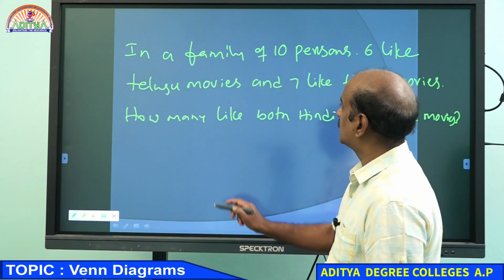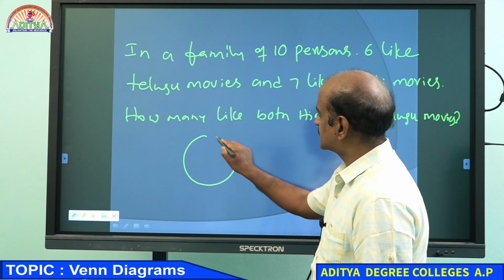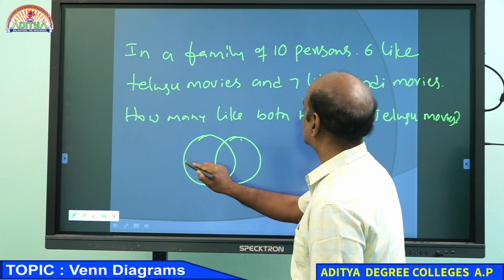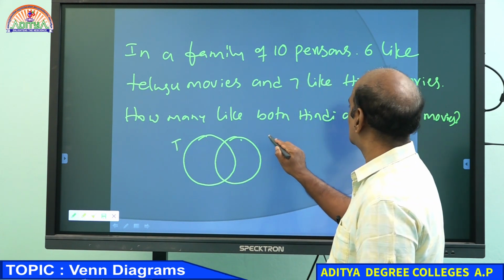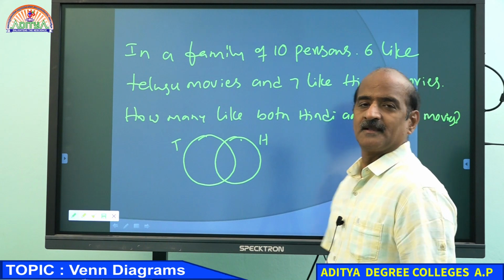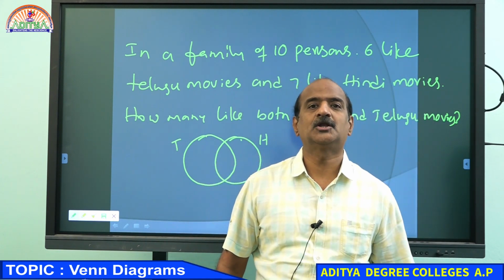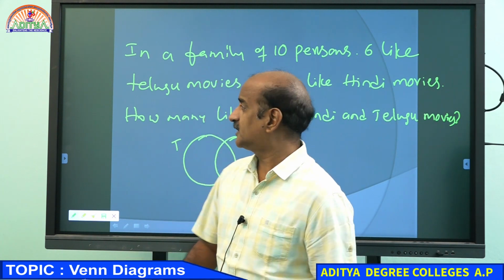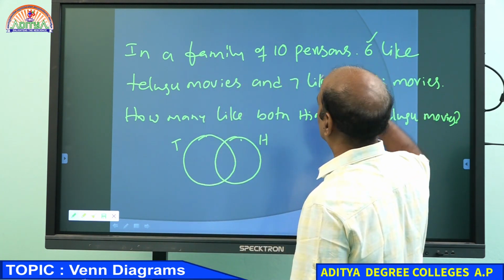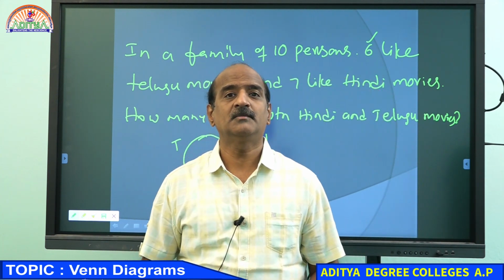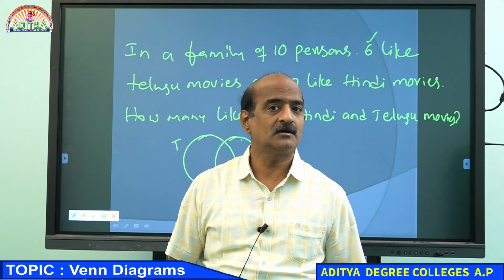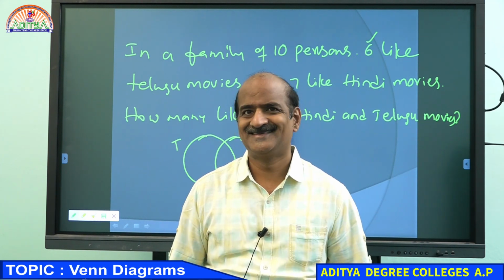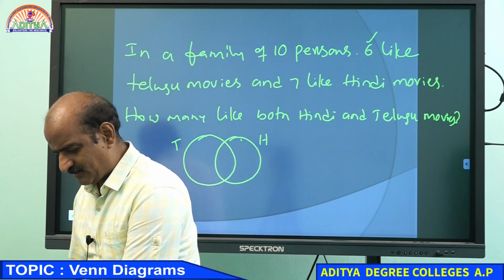Actually, students, if we look at the question, we are discussing the people who like Telugu as well as Hindi movies. So this is the set of persons who like Telugu movies, and this is the set who like Hindi movies. Okay, students? We have a total of only 10 persons in the family. Out of the 10 persons, when already 6 people like Telugu movies, we would never be able to have 7 people for any other language, unless there is somebody who likes both.